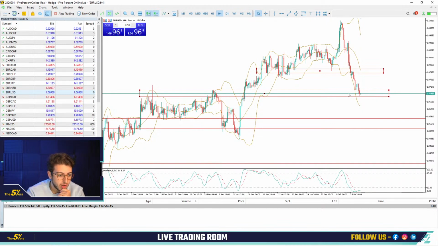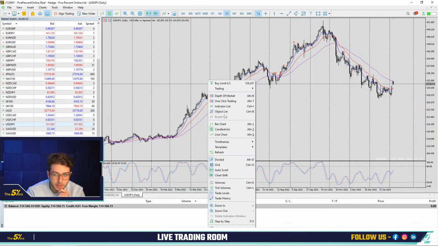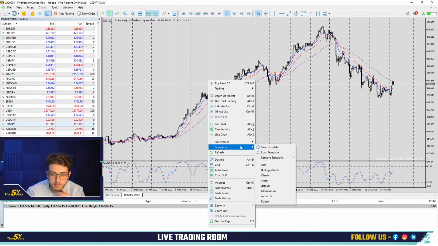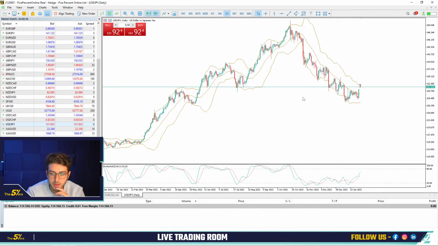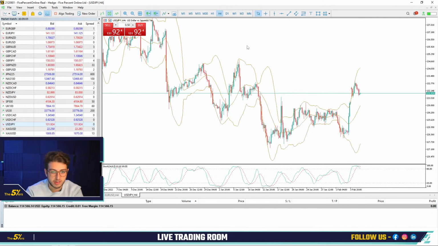Let's look into dollar yen. Let me put this. Of course, if I see some opportunities on a short time frame, be it on dollar yen, pound yen, or any asset that I'm going to check today, I will not hesitate to enter.